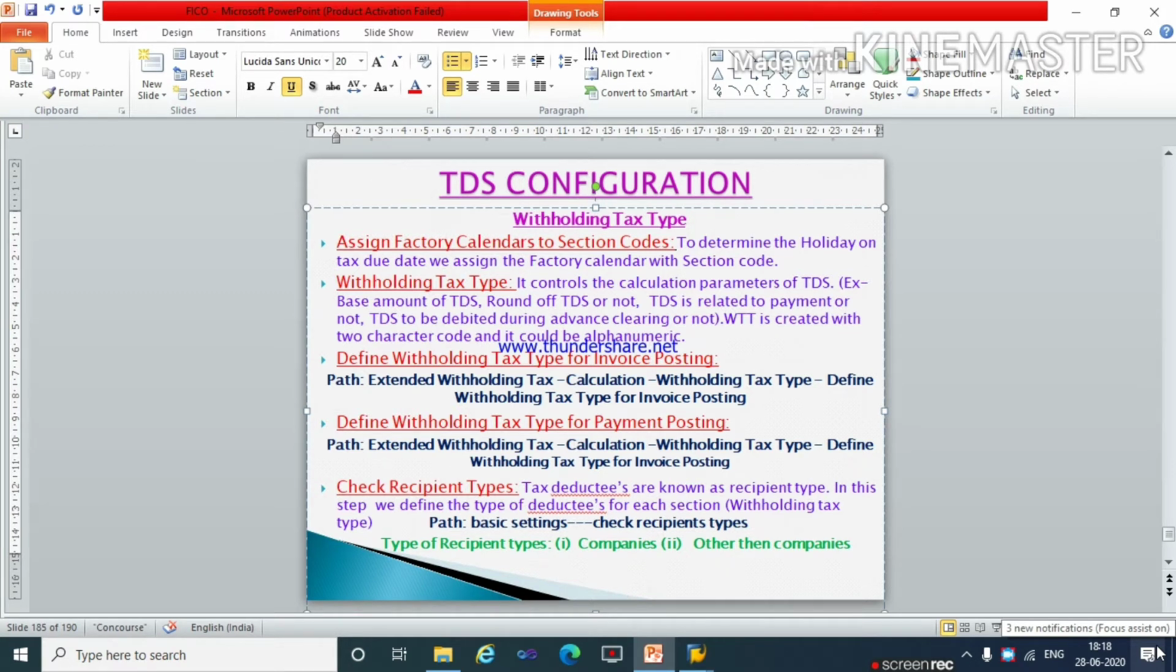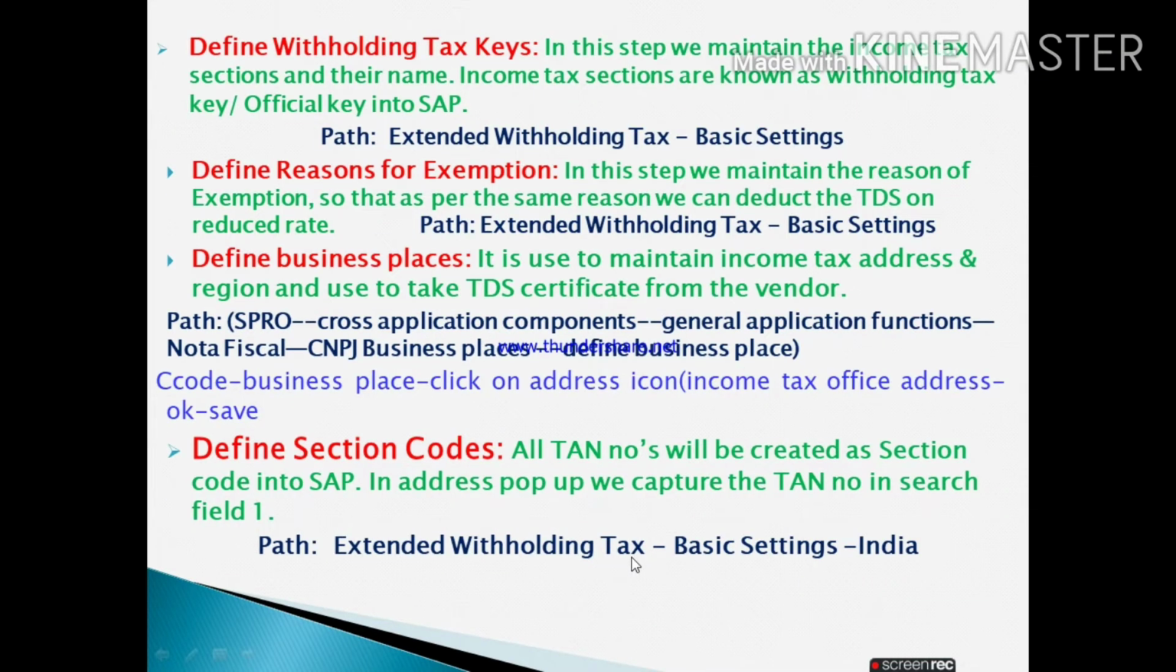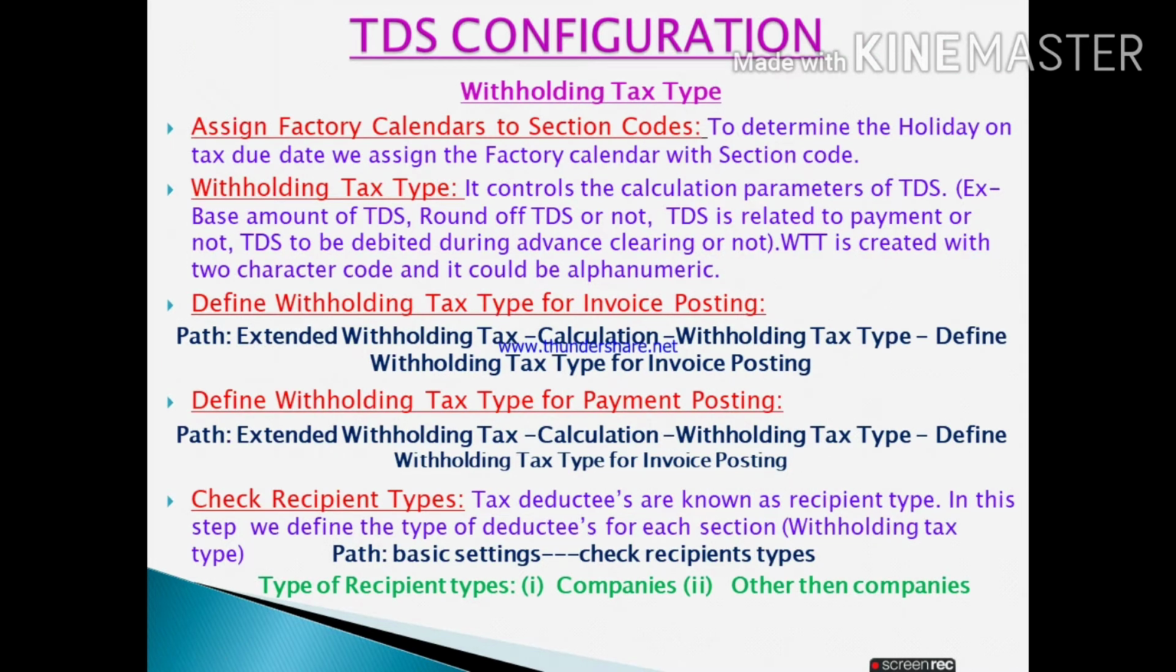Friends, today we will continue the TDS configuration part 3. In a previous video we have completed till define section codes. Now the next step is assign factory calendar to section codes.